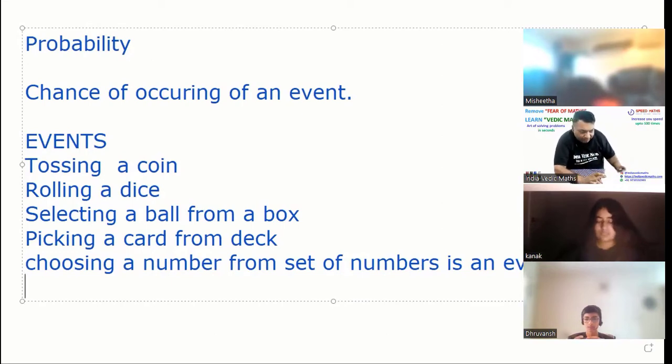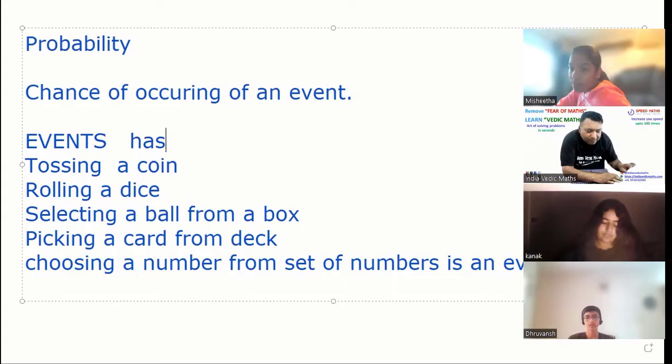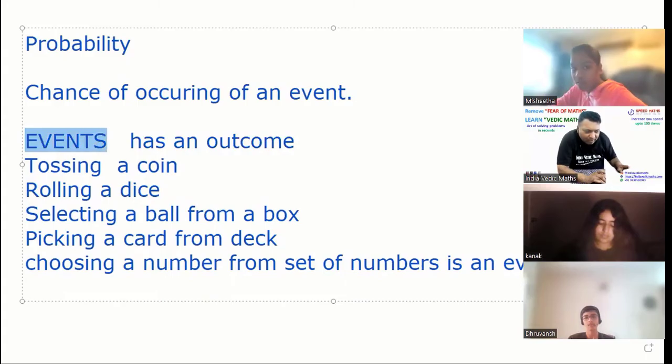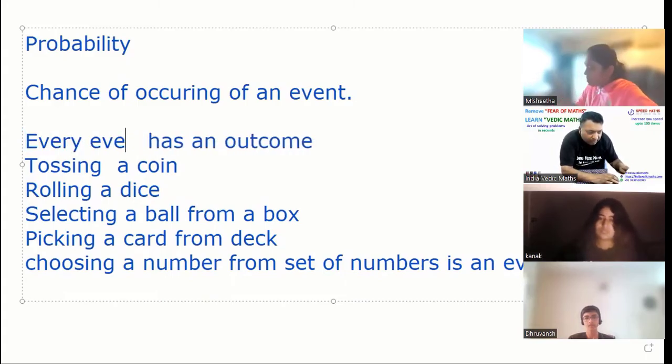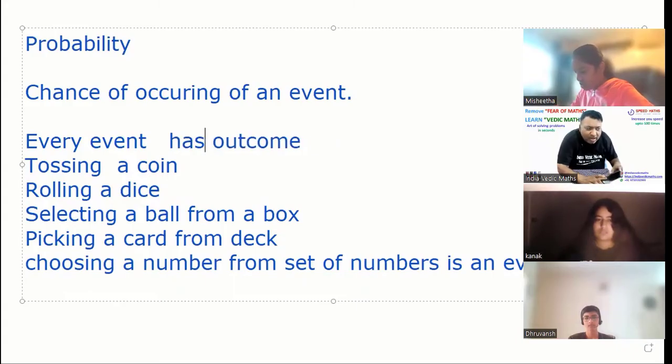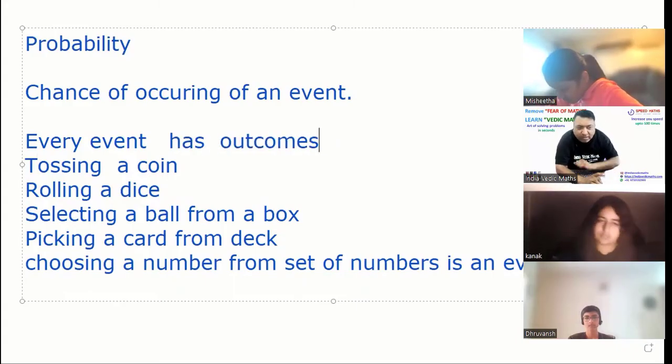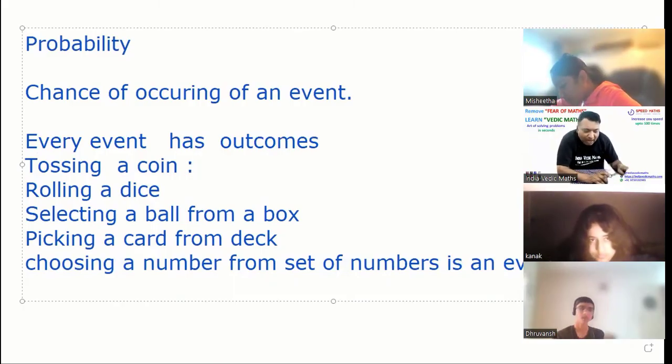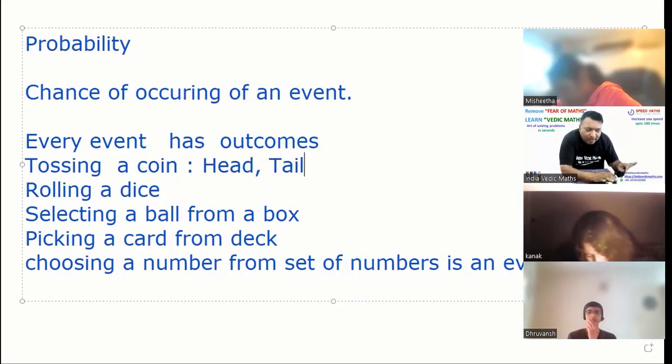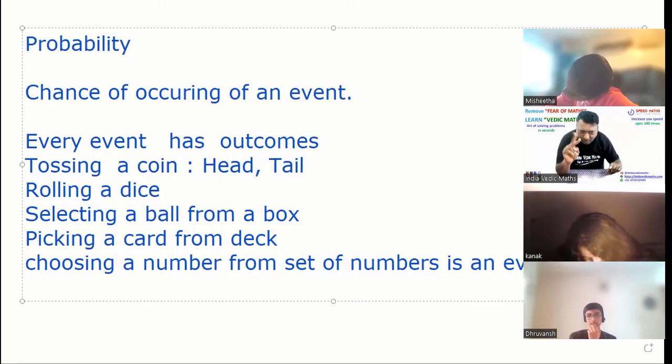So everybody understands what is an event. So every event has outcomes. Correct? Every event has outcomes. Tossing a coin. What is the outcome? Either you can get a head or you can get a tail. Every coin has two outcomes. Agree or not? Either you get a head or you get a tail. Rolling a dice.